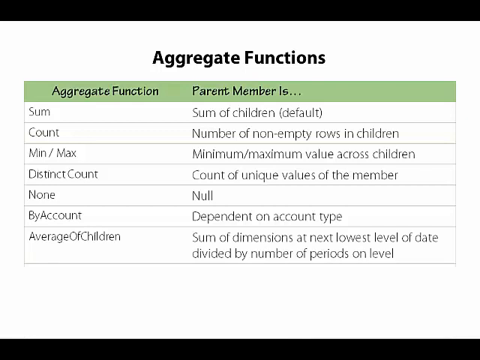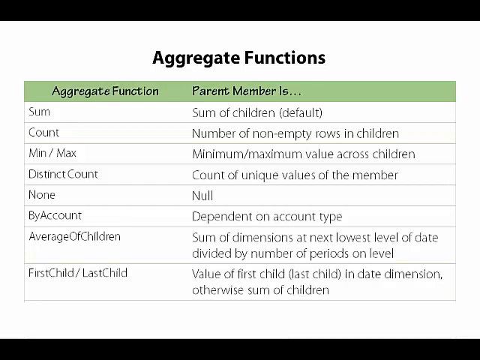As an example, if we're viewing a quarter member, the average of children will sum up the 3 months below it and divide by 3. We can take the first child or last child of the date dimension. This is useful for measures like an inventory count where we load a balance on the first day or last day of a month. Then the month value will be the first or last day respectively, whereas a quarter will use the value of the first or last month, and so on.